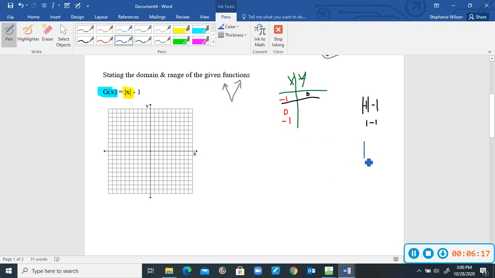Whenever I take the absolute value of 0, well, that's just 0. 0 minus 1 is just what? 1. And I apologize, I got -1 on here twice, so let's make this a +1. And whenever I plug this +1 in the absolute value, I get a +1 out, minus 1 gives me 0.